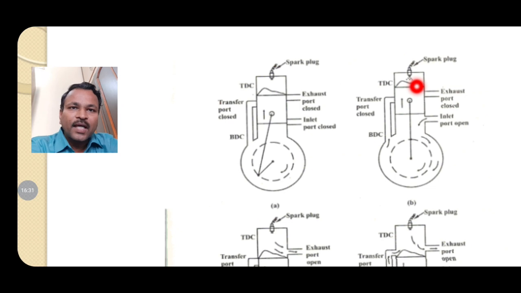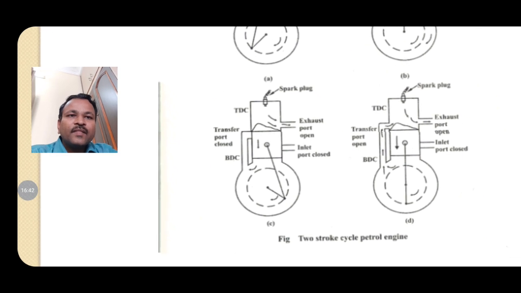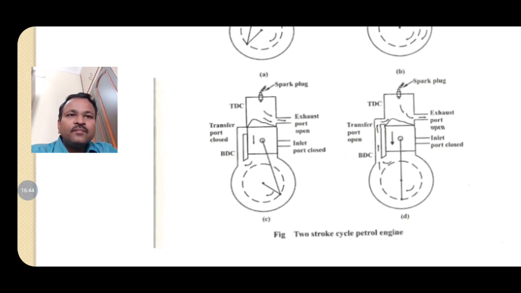Spark plug produces a spark. Then combustion takes place. Hot gases are produced. So these hot gases are produced, and because of the hot gases, what will happen? Because of the expansion stroke. Okay, there is expansion.